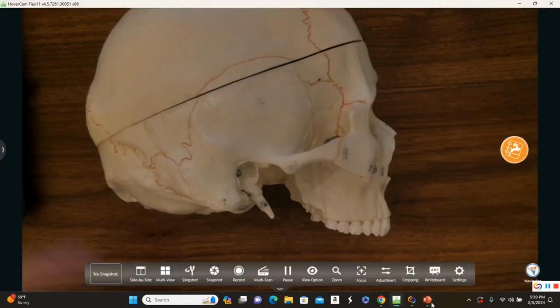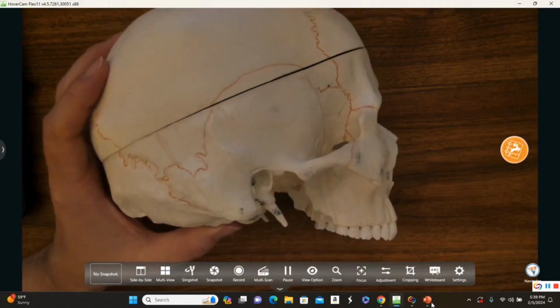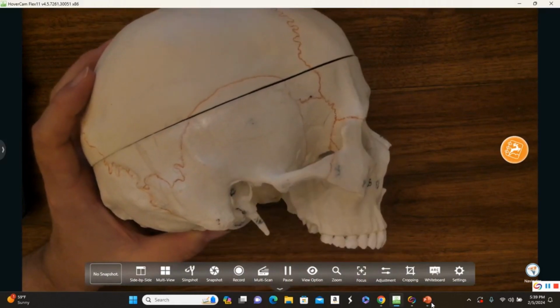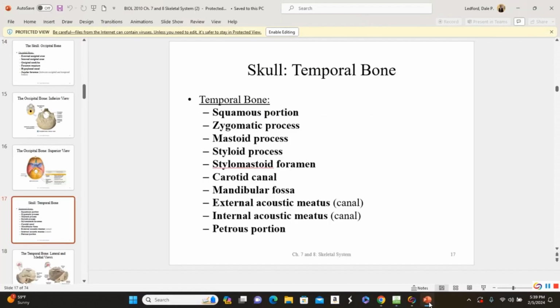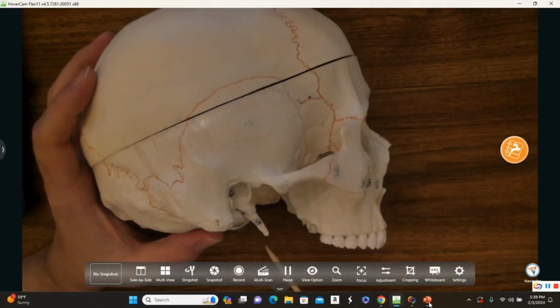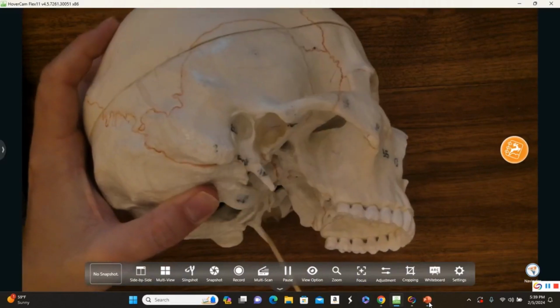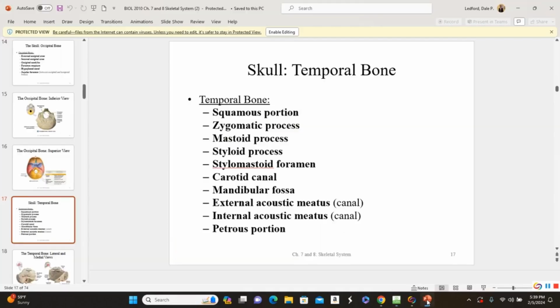Mastoid process. The large mastoid process is located right here. This is your mastoid process. A lot of times to see it better, I'll put my finger behind it so you guys can see it better. The styloid process is located right here. Here we have a styloid process. We also can see it on the other side right here. Styloid, stylus, stick.